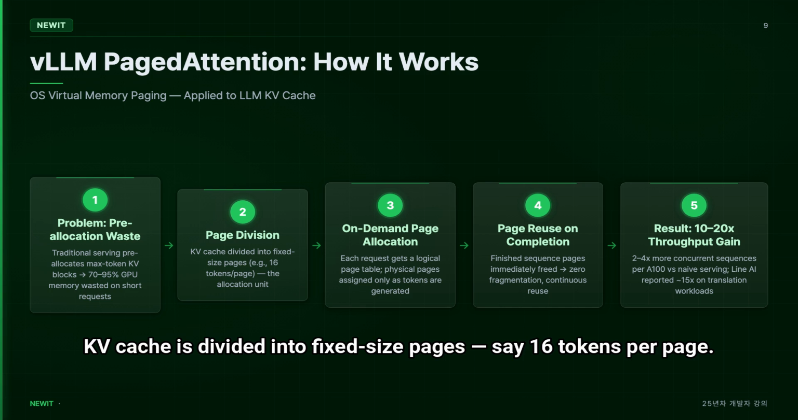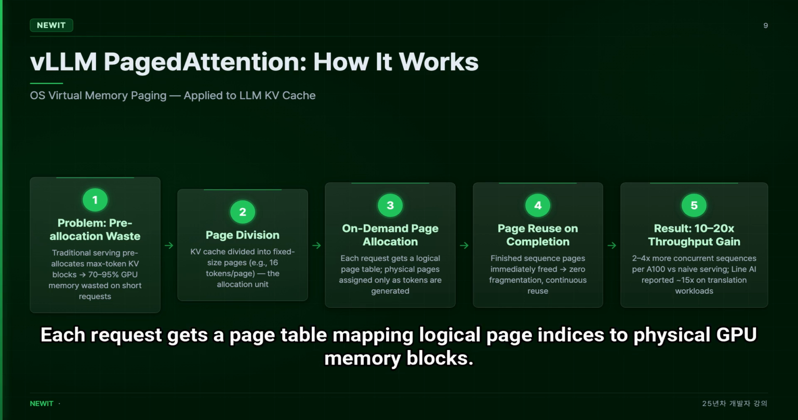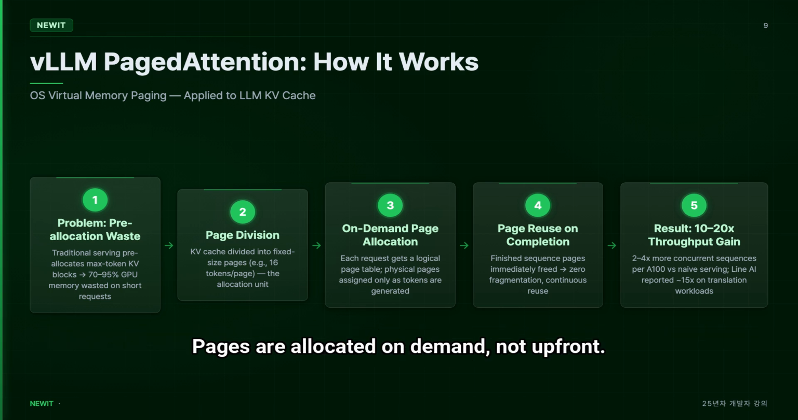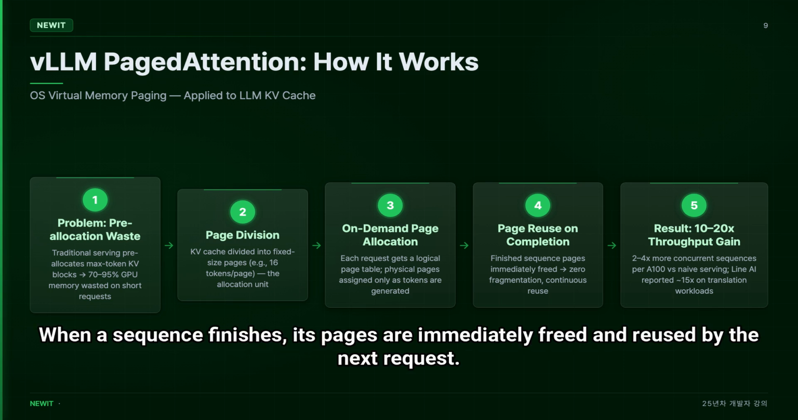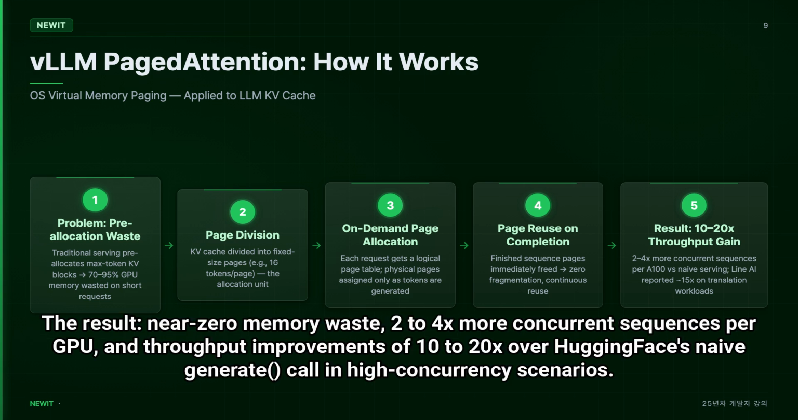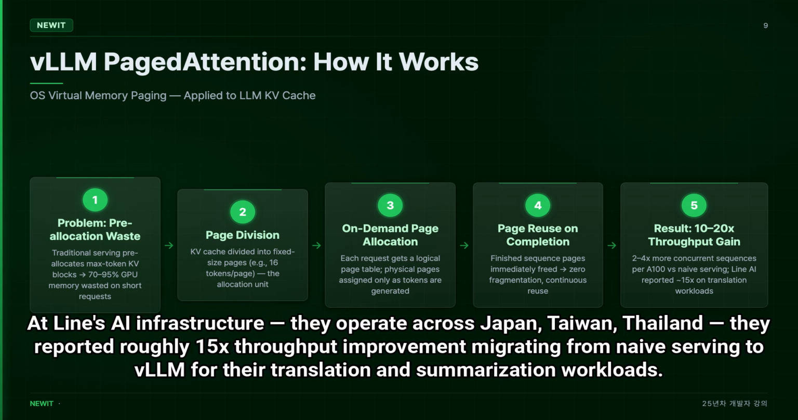Paged attention borrows the virtual memory paging concept from operating systems. KV cache is divided into fixed-size pages, say 16 tokens per page. Each request gets a page table mapping logical page indices to physical GPU memory blocks. Pages are allocated on demand, not upfront. When a sequence finishes, its pages are immediately freed and reused by the next request. The result: near zero memory waste, 2 to 4 times more concurrent sequences per GPU, and throughput improvements of 10 to 20x over Hugging Face's naive generate call in high concurrency scenarios.